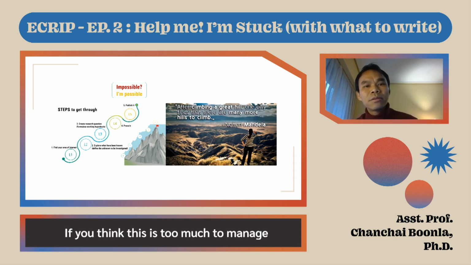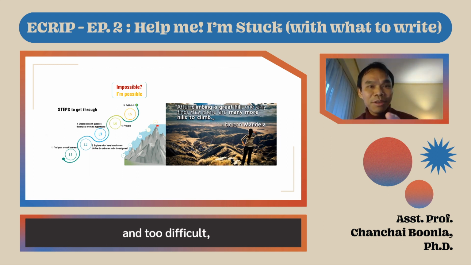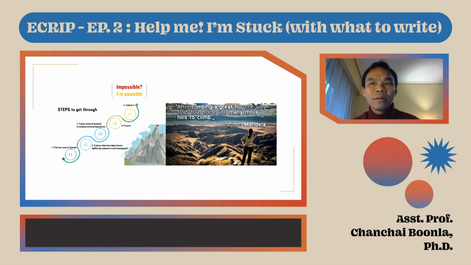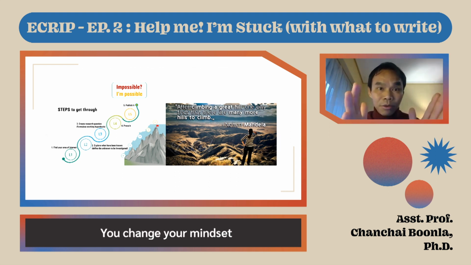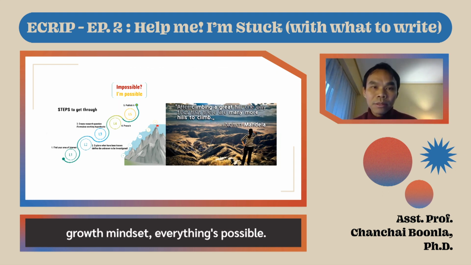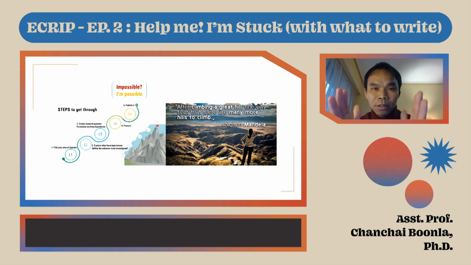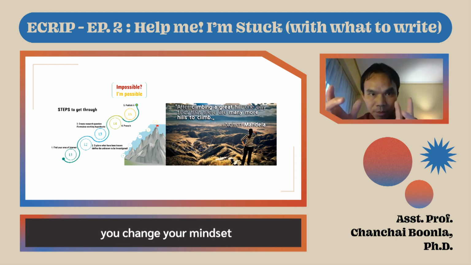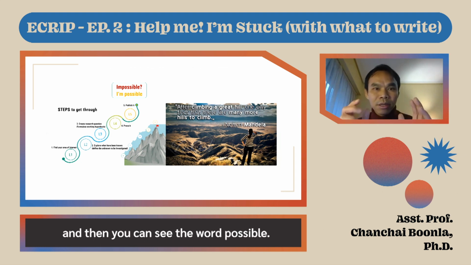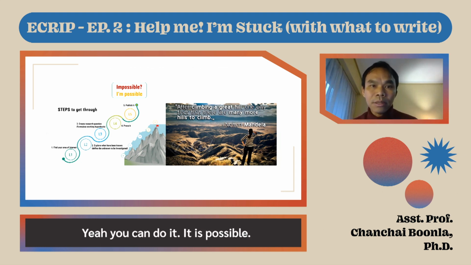If you think this is too many steps and too difficult, you have to change the way you look at it. You change your mindset from a fixed mindset to a growth mindset. Everything's possible. So when you look at the word again, if you see "impossible", you change your mindset, the way of looking at it, and then you can see "I'm possible". Yeah, you can do it.